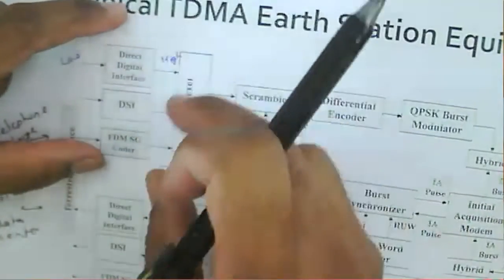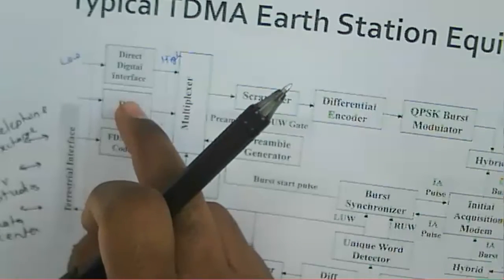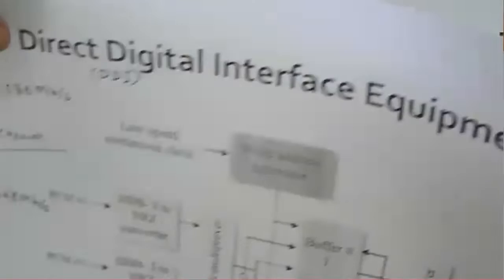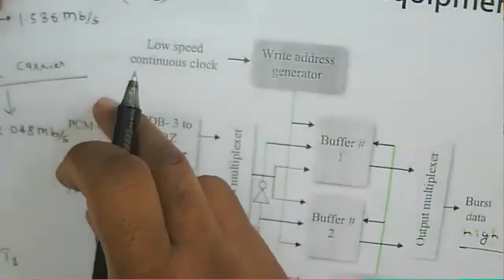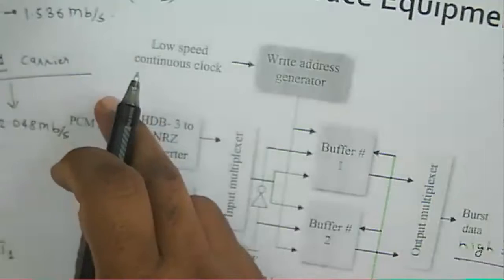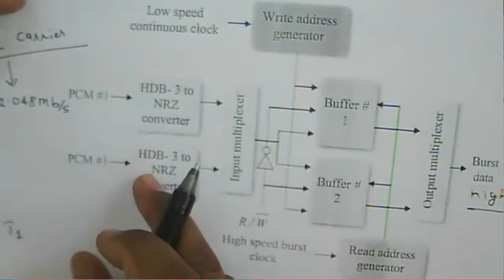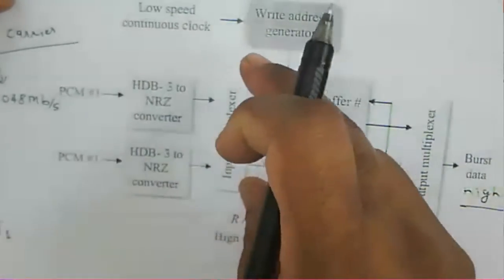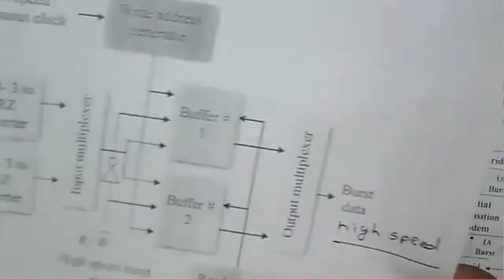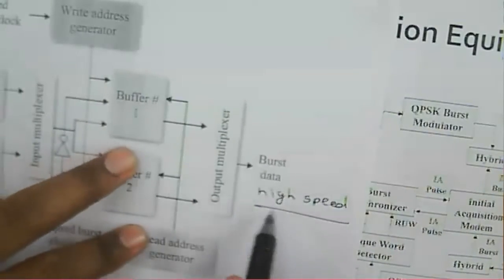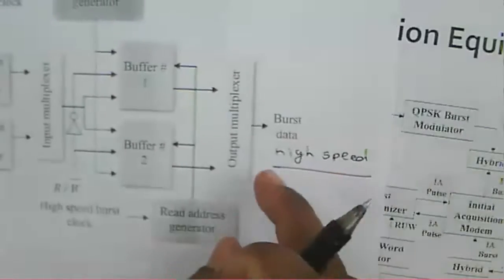So now we have started with the transmission section, that is a direct digital interface equipment. In that direct digital interface, we have seen that the input from your telephone exchange, or you can say an E1 carrier or a T1 carrier, is the input to your system. That will be multiplexed, and then the output of this DDI interface is nothing but high speed data. Since your input data is low speed, but the output will be high speed data.